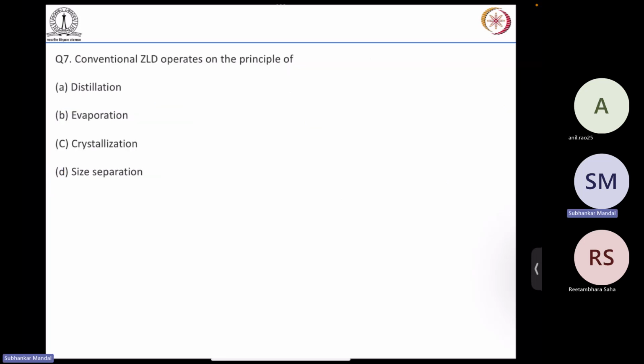Now we can go to the next question. The conventional ZLD operates on the principle of what? Option A is distillation, option B evaporation, option C crystallization, option D size separation. So we already discussed all these points, so you can answer this question.